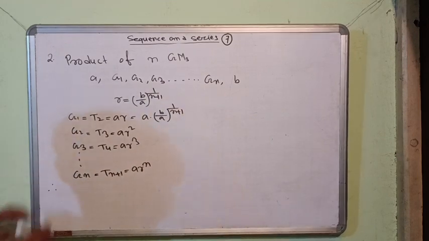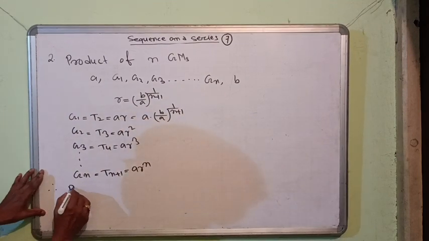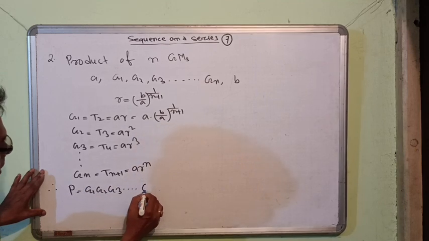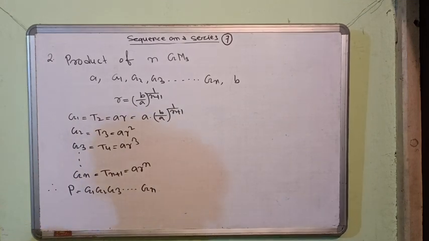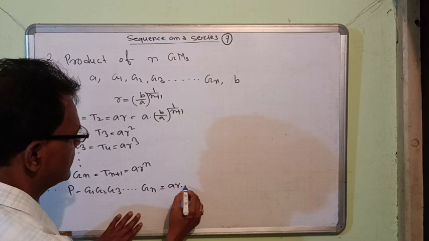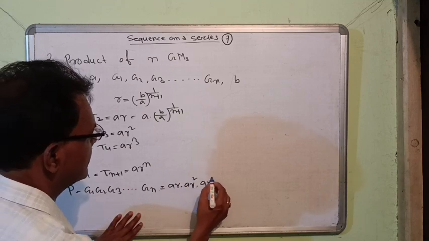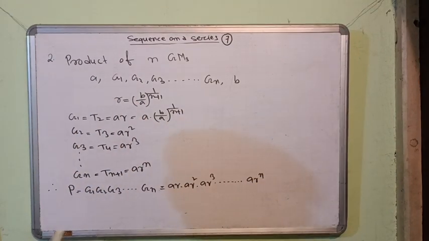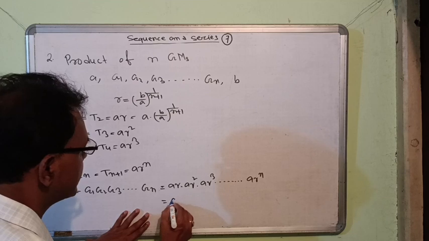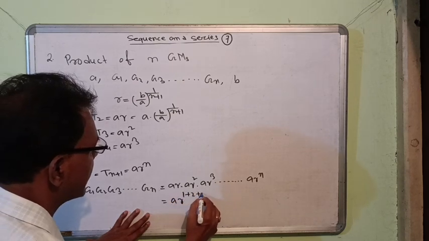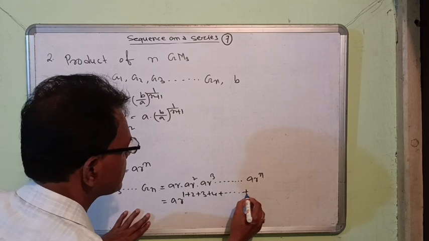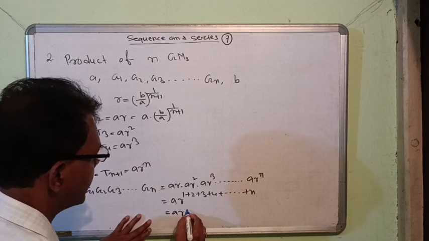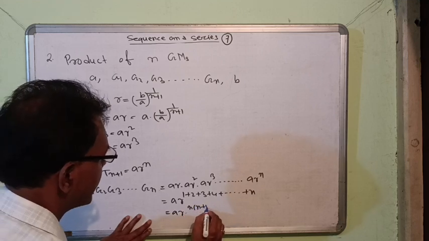Therefore, consider the product of the Gn equal to P. That is, P means G1, G2, G3 ... Gn, which is AR into AR square into AR cube ... AR to the power n. If we multiply this, then we get P equal to A to the power n into R to the power 1 plus 2 plus 3 plus ... plus n, which is A to the power n into R to the power n into n plus 1 by 2.